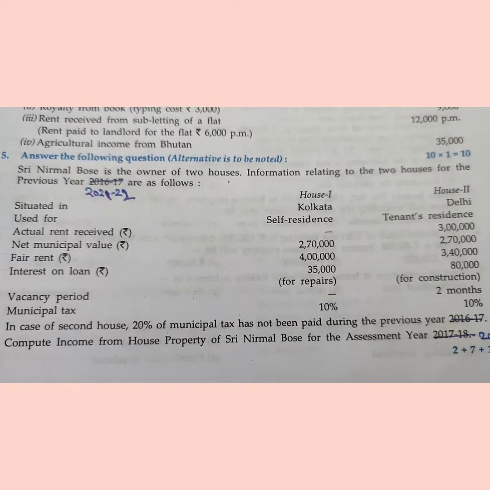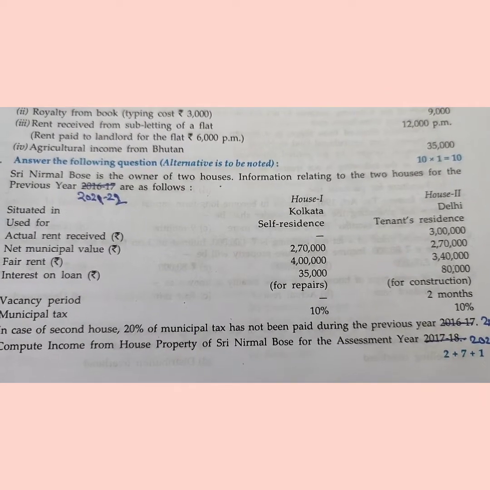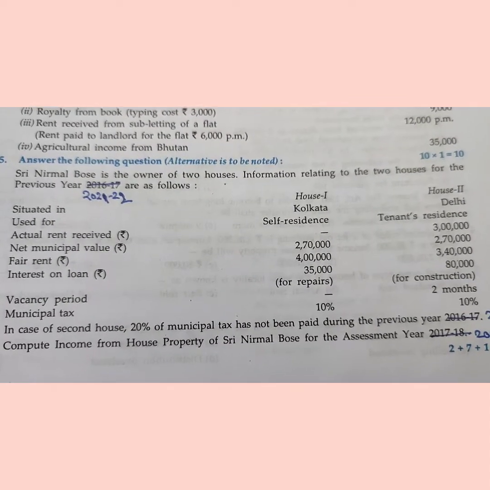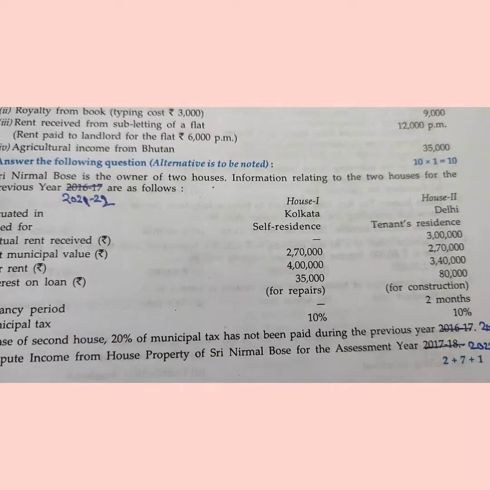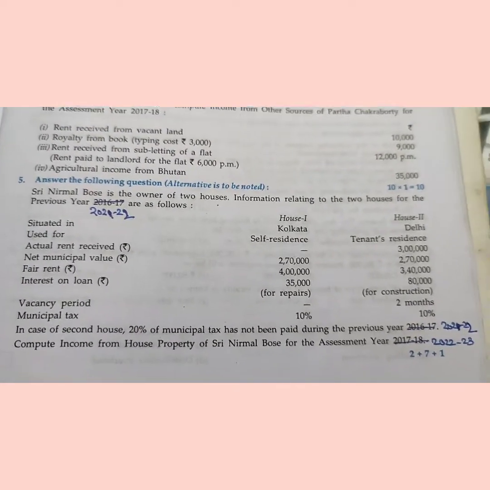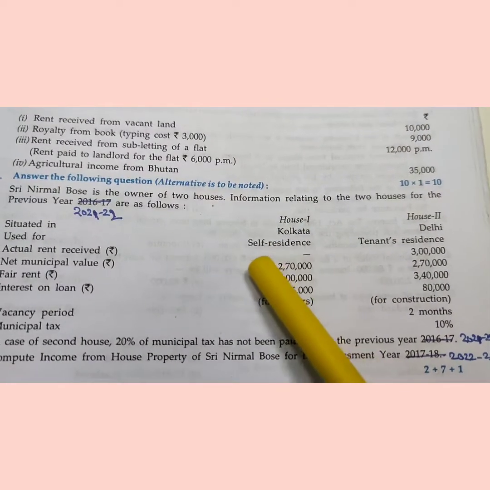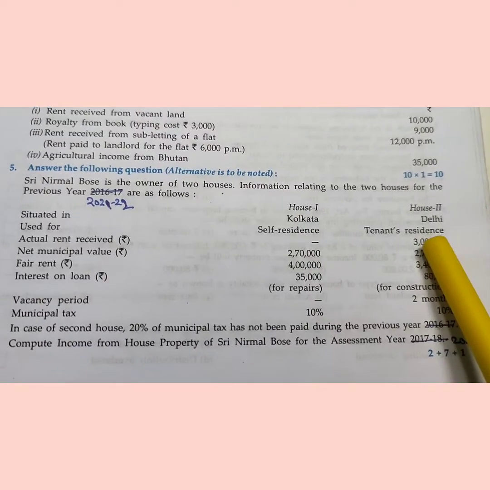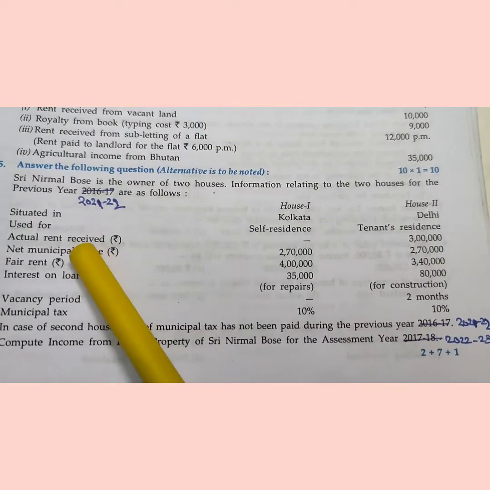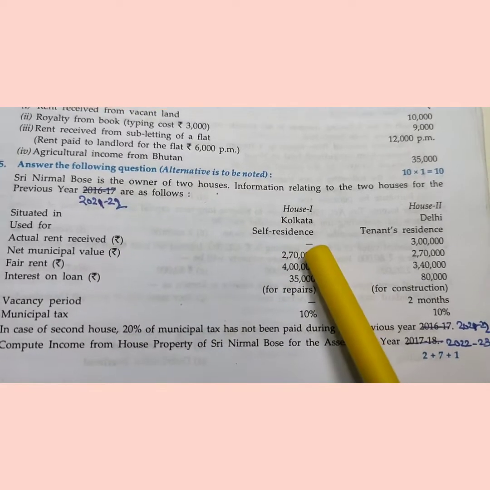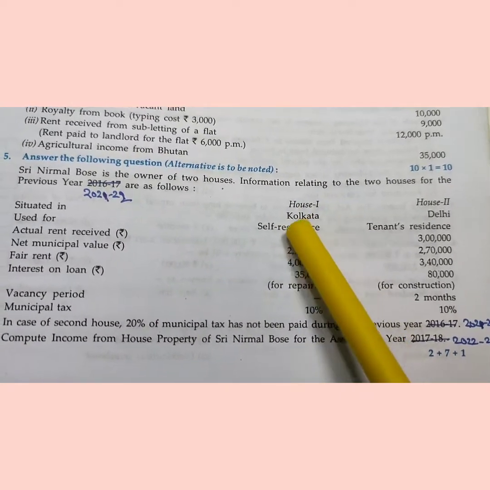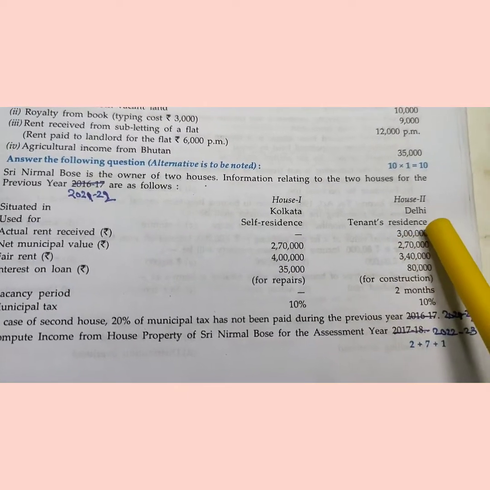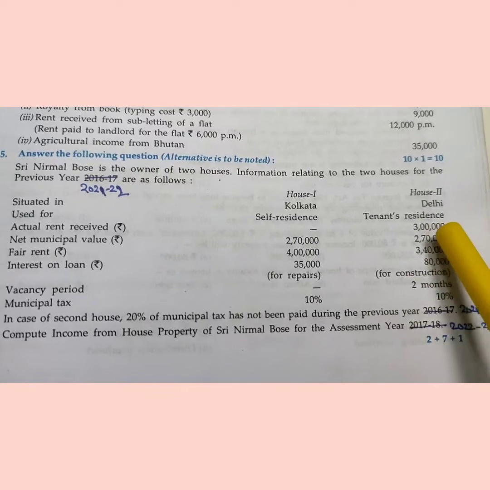House 1 is situated in Kolkata and House 2 is situated in Delhi. That means both the houses are situated in a metro city. Used for, in case of House 1, it is a self-residence, and in case of House 2, it is used for tenants' residence. Next information is actual rent received. In case of House 1, there is no actual rent received because it is a self-residence house. In case of House 2, there is an amount of rupees 3 lakhs, which is the actual rent received.